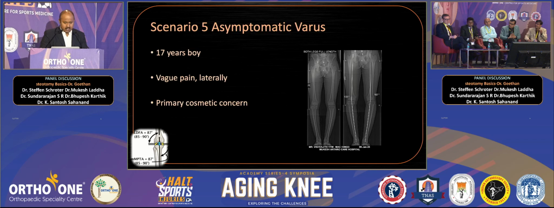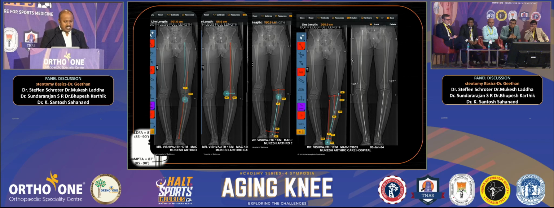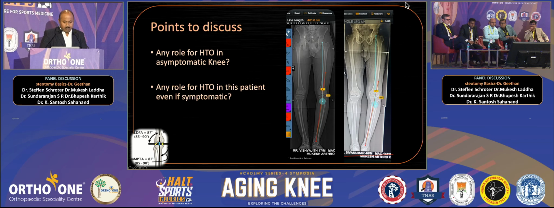Thank you, sir. Moving on to the asymptomatic region. This is a 17 years old boy. He complains of some vague pain, but his main concern is cosmetics, sir. These are the angles. And I want to discuss two issues. Would anybody operate on this? And if at all you operate, I want to note this: the mechanical axis of the tibia is outside the tibia. So is it a case for medial opening osteotomy or for deformity correction surgeons?